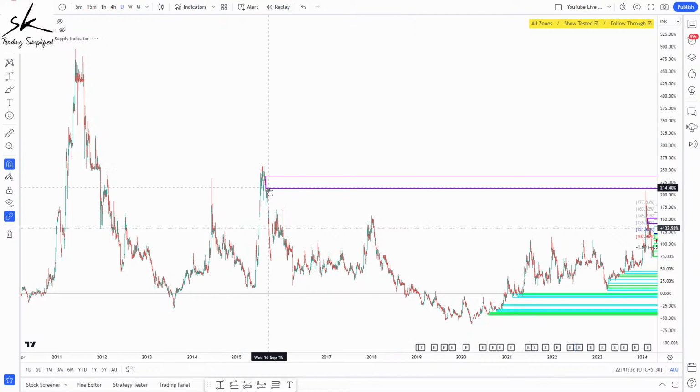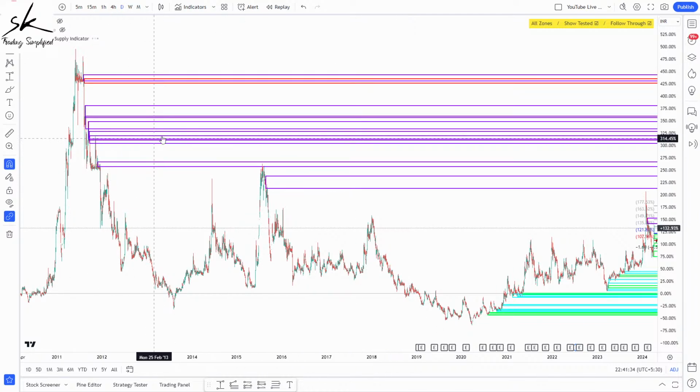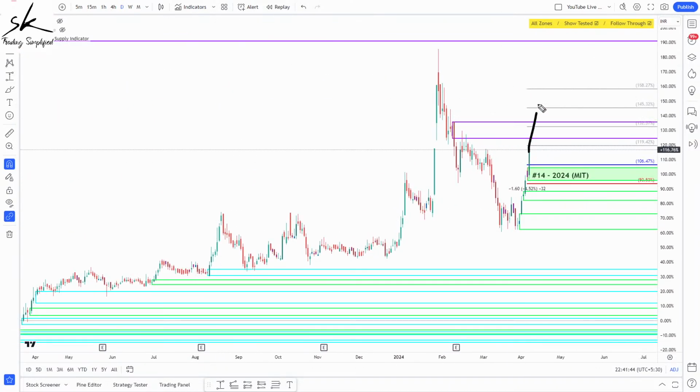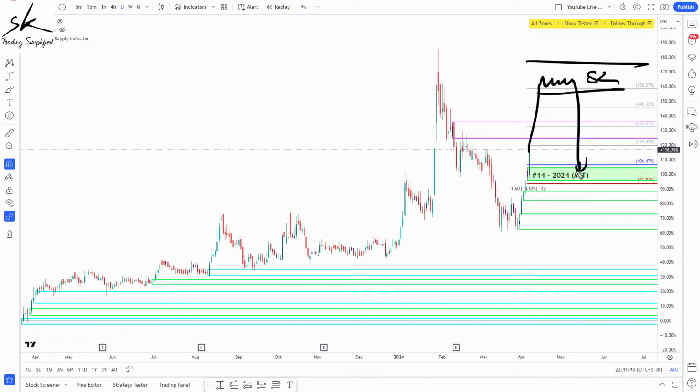So you can see this is also tested. So you can see as of now we don't have, okay, now we do have. So you can see the nearest fresh area is pretty far away. That is where you have your fresh zone. But that does not mean that this is going to be my target, because what can happen is prices can move up, it can base and then start coming back, and we might have a fresh area of supply by the time we are back.